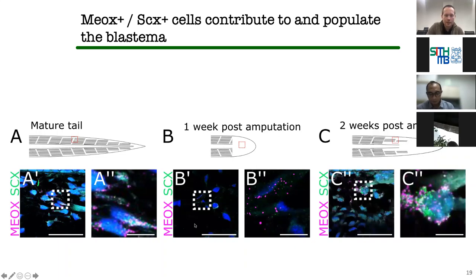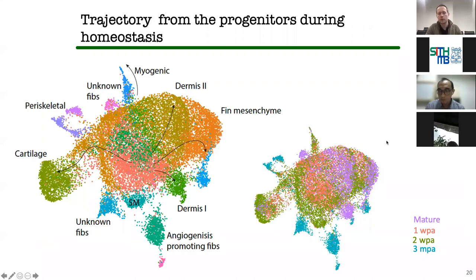As the tail undergoes regeneration, muscle segmentation is also reestablished, and you can see that MEOX is still there. Scleraxis, as a marker of more differentiated tendon, also comes back. To fully understand this regenerative process, we also performed RNA-seq at different time points: at 1 week and 2 weeks, and also at 3 months post-amputation for a complete regenerative view. What's really interesting is that the mature, 1 week, 2 week, and 3 months post-amputation populations overlap to a very, very large degree.